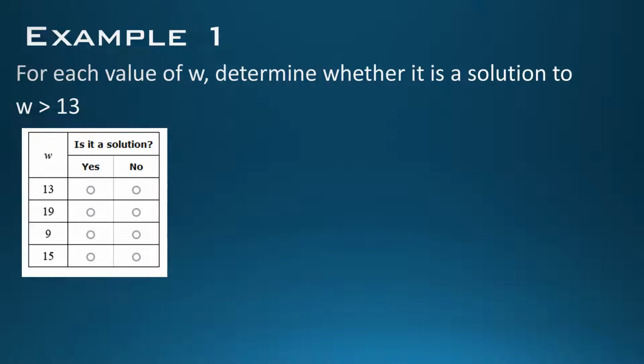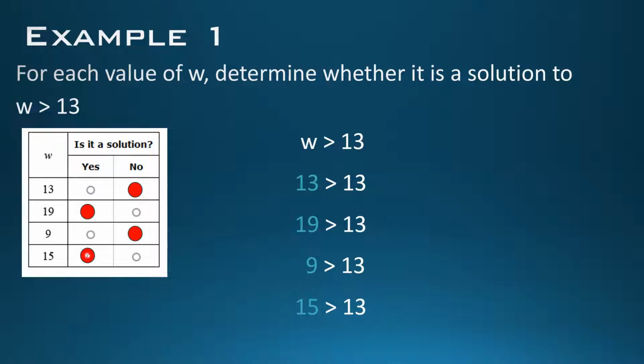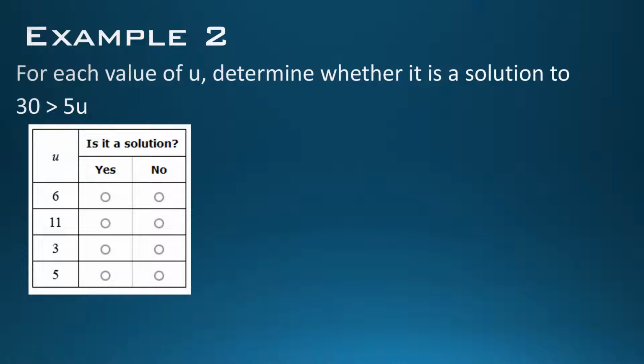Example 1. For each value of w, determine whether it is a solution to w is greater than 13. So first off, we have w is greater than 13. What we want to look at is, is 13 greater than 13? That's the first option over here. And the answer is no, because 13 can't be greater than 13. Second, we have 19. Is 19 greater than 13? Well, obviously yes, right? How about 9? Is 9 greater than 13? No. And then 15 clearly is greater than 13. Alright, pretty simple, right?